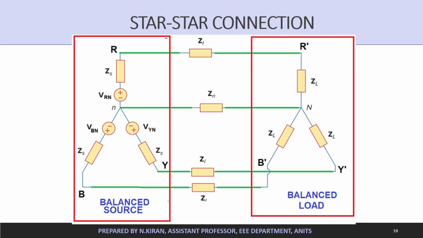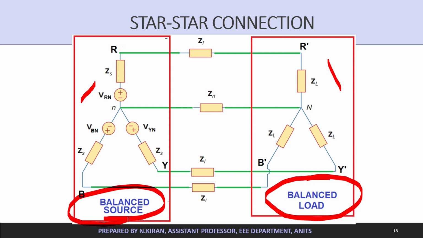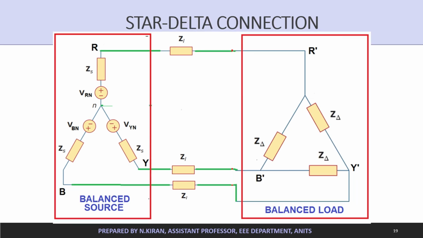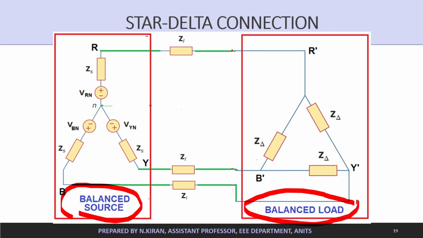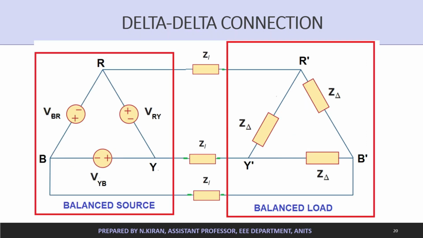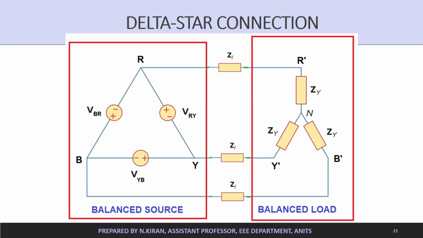So this is how we connect a star-star connection. Here remember that since this is a three-phase balanced circuit, both the source side as well as the load side should be in balanced condition. So this is the configuration of star-delta. Here also both the source side as well as the load side should be in balanced condition. This is the configuration of delta-delta, and this is the configuration of delta-star connection.